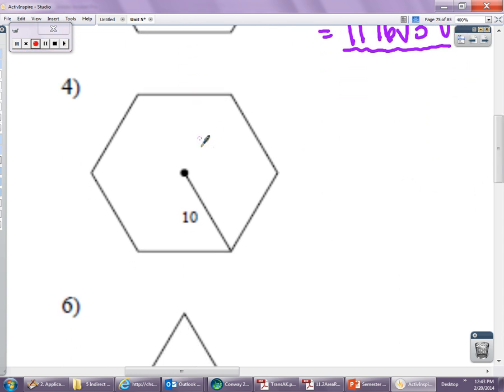Now in class, some of you did 4. So this is another hexagon. So let's take a look again to kind of reinforce. This is an equilateral triangle. Therefore, if the segment is 10, when I find my apothem, remember this was 10 right here.